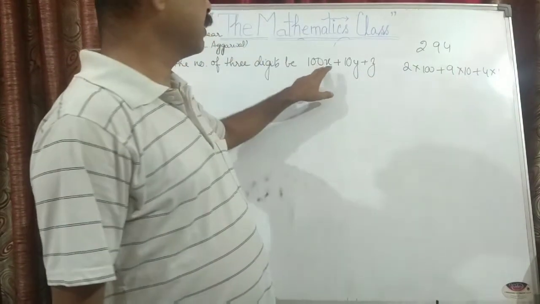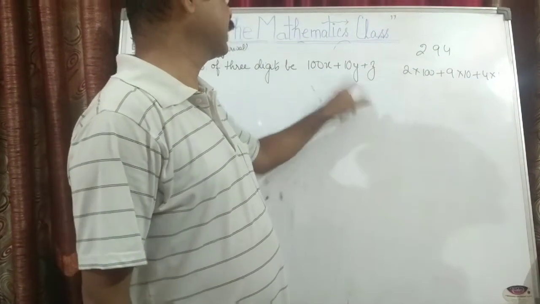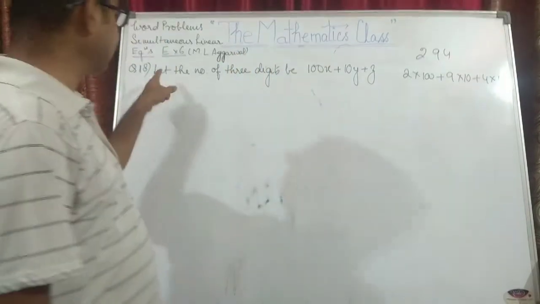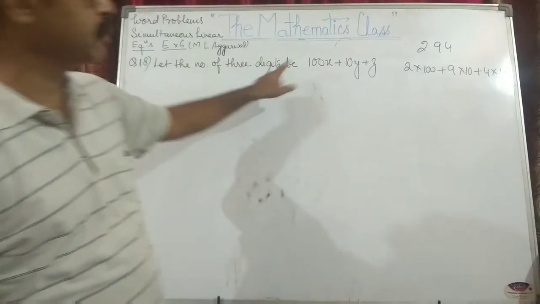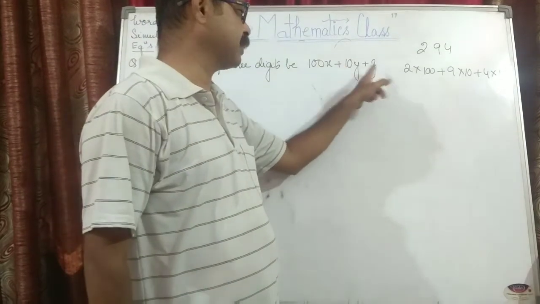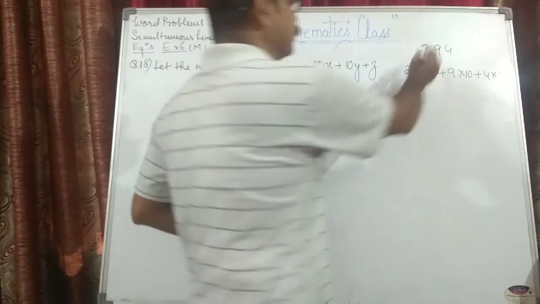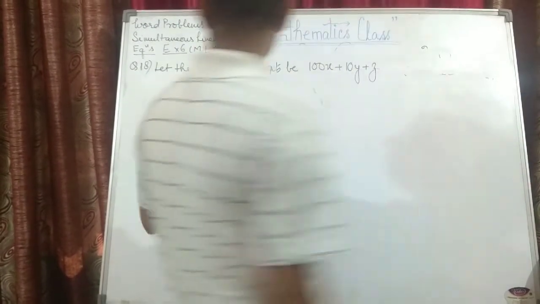294. So hundreds, tens, unit, or unit, tens, hundreds. So we are taking it. Let the number of 3 digits be 100x plus 10y plus z. This is how we assume, right? Now what do they say?